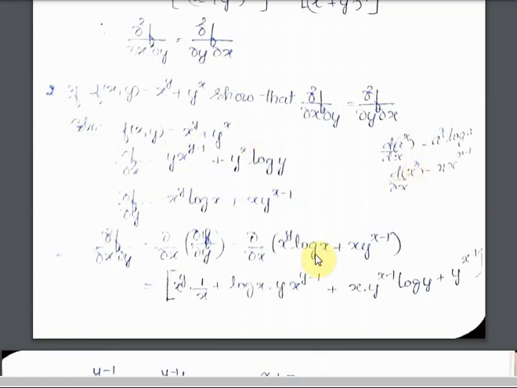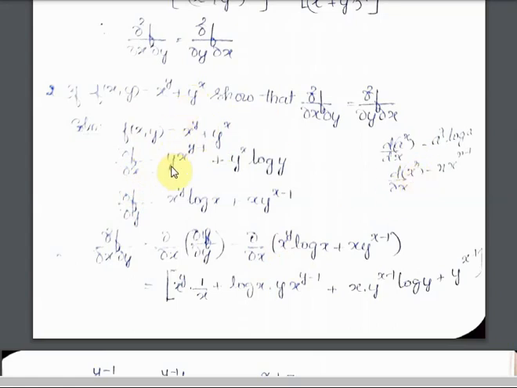Therefore, depending on the derivative we are taking, we should use the differentiation formula. Now f of x, y is x power y plus y power x. We are going to differentiate this with respect to x. That means y is constant. Here power is constant, here base is constant. So here power is constant, that means I am going to use the second formula.